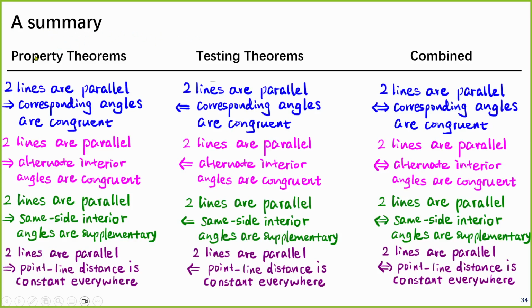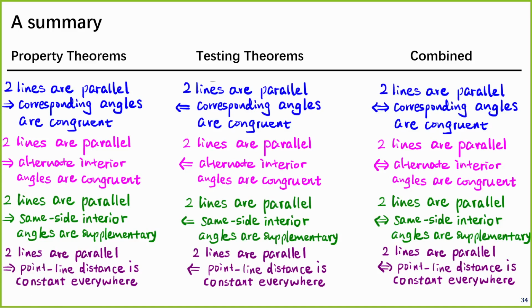So here is a summary of the commonly used property theorems and testing theorems. And the last column is a combined statement of these theorems. Each of the theorems here is actually reversible. For example, two lines are parallel can give you corresponding angles are congruent. And then the reverse statement is also true. Corresponding angles are congruent can also give you two lines are parallel. Okay? Which means two lines are parallel is equivalent to saying corresponding angles are congruent. Either way is correct.